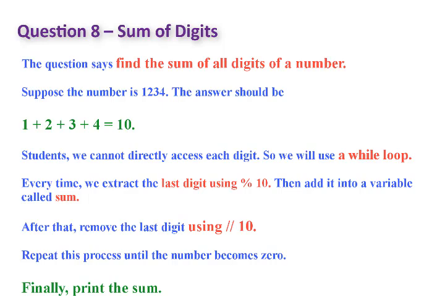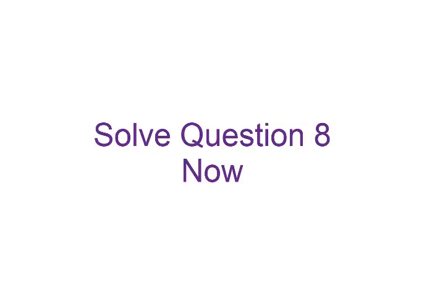Students, we cannot directly access each digit, so we will use a while loop. Every time we extract the last digit using % 10, then add it into a variable called sum. After that, remove the last digit using / 10. Repeat this process until the number becomes 0. Finally, print the sum. Now, look at the code displayed on your screen.